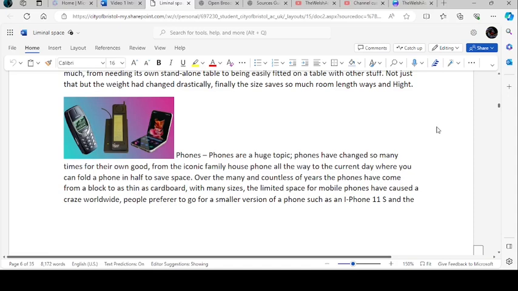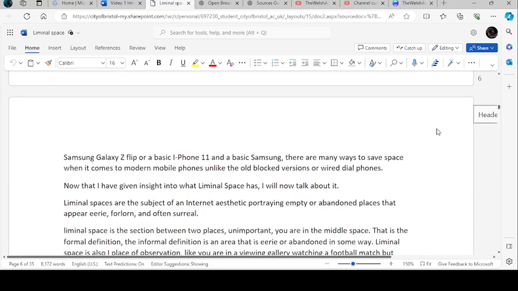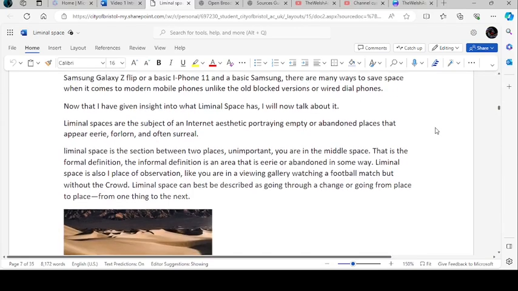People prefer to go for a smaller version of a phone, such as an iPhone 11s and the Samsung Galaxy Z Flip, or a basic iPhone 11 and a basic Samsung. There are many ways to save space when it comes to modern mobile phones, unlike the old blocked versions or weird dial phones. Now that I have given insight into what liminal space has, I will now talk about it.